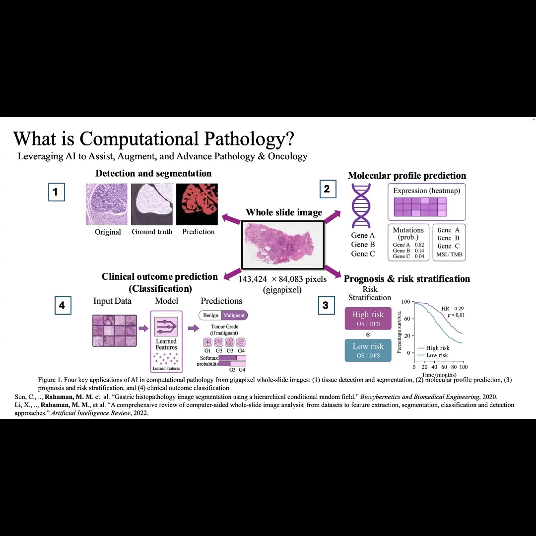And fourth, clinical outcome prediction and classification. From image patches, we extract the features to predict the clinical outcomes, benign versus malignant, tumor grade, treatment response, and other diagnostic classification. The promise of computational pathology is transformative. We can provide faster, more objective diagnosis, risk stratification, predict molecular features, and ultimately guide personalized therapy decisions. However, realizing this potential requires overcoming several significant technical and clinical challenges, which is exactly what my research addresses.